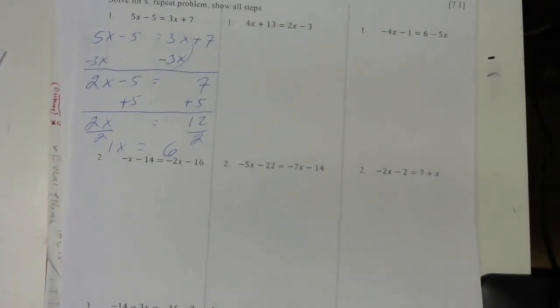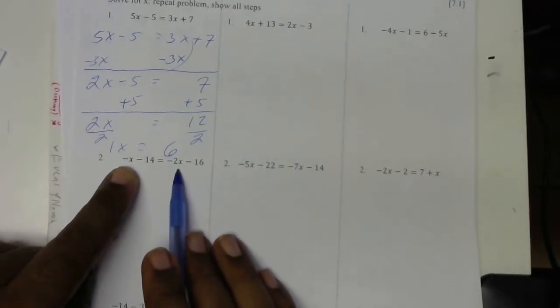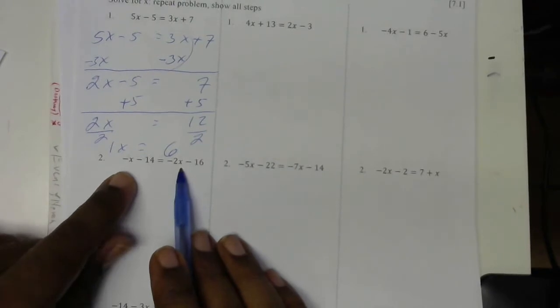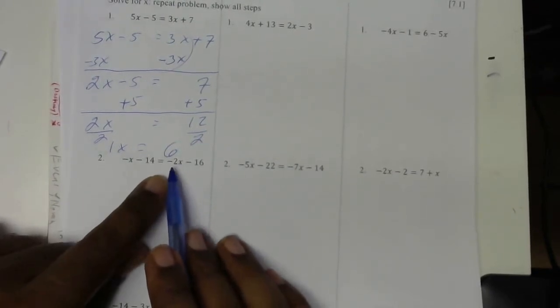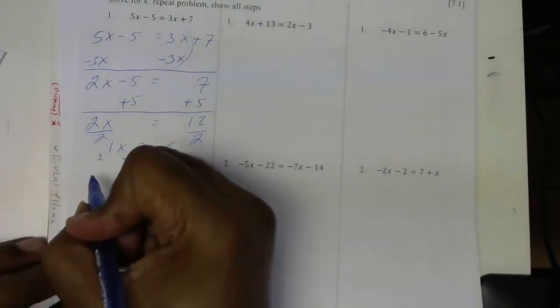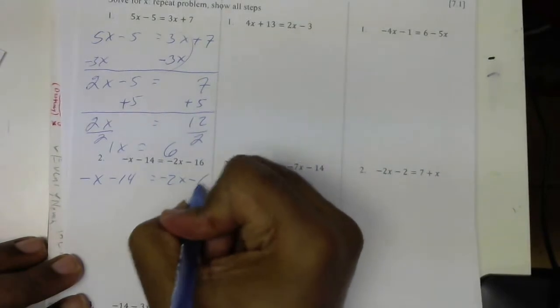We have x's on both sides, the left and right. Have a negative x here and a negative 2x here. Now, what's worse, missing 1x or missing 2x's? Well, missing 2x's is certainly the worst thing to have. Okay? You can miss $1, but missing $2 is terrible. So we're going to get rid of the missing $2 here. So negative x minus 14 equals negative 2x minus 16.